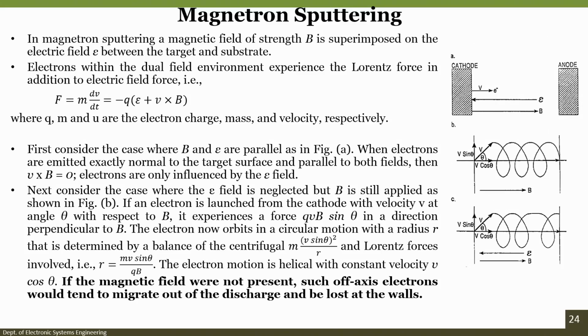Now, if you talk about magnetron sputtering, what you see here is that in magnetron sputtering, a magnetic field of strength B is superimposed on the electric field between the target and the substrate. So, when you have your magnet, it will be superimposed onto this electric field. As you can see, electrons in this dual field environment experience the Lorentz force, which is given by F equals m dV by dt equals minus q into (epsilon plus v cross B), where q, m and v are the electron charge, mass and velocity respectively.